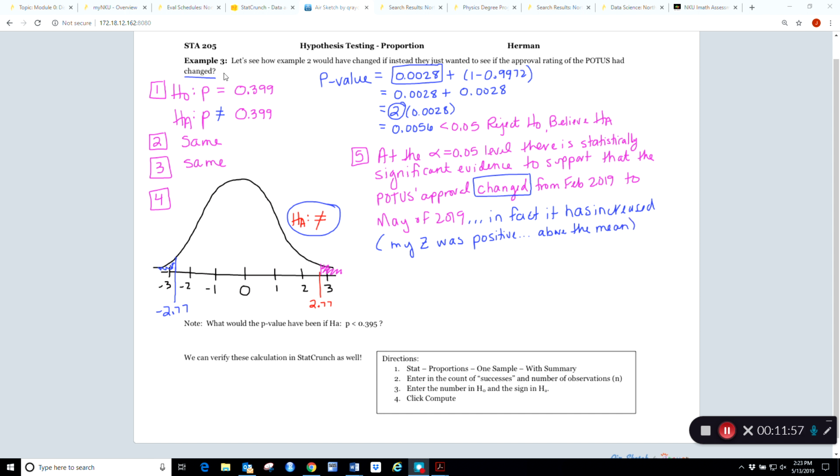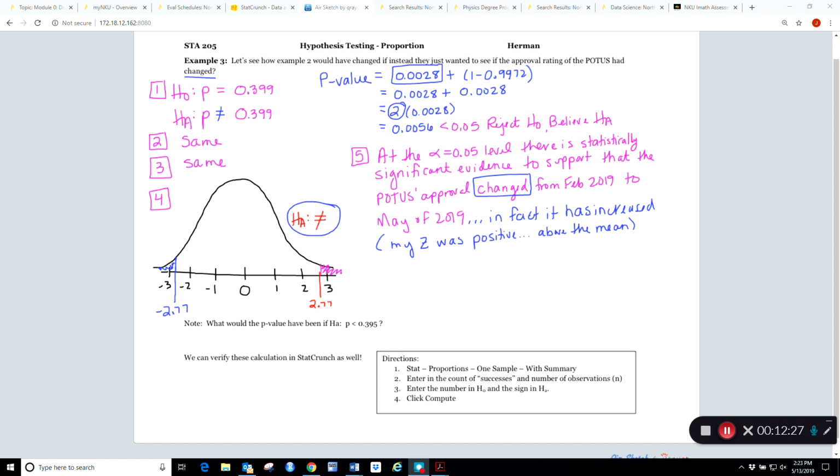And remember, our mean is what we're talking about here. Okay, so that's sort of how that example would change if all we did was change that alternative hypothesis. So what you should see is it changes your p-value. Here it doubled it. And it did change a little bit of our interpretation that we worked with there as well.